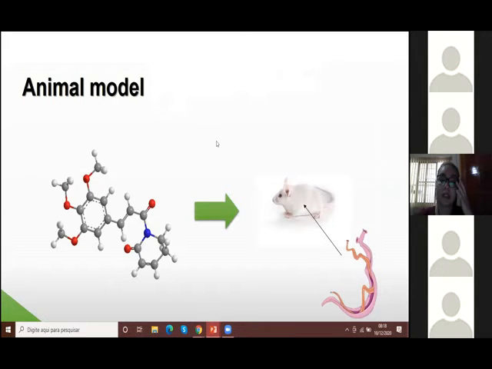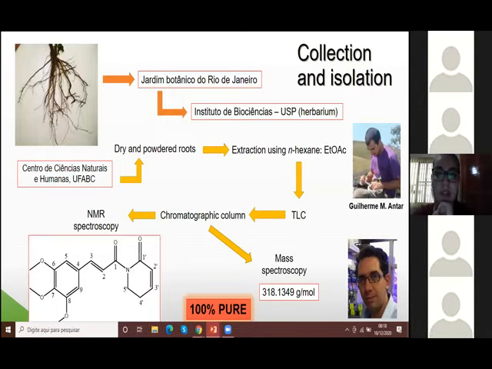So for the in vitro assays, we analyzed all the principal possibilities with synergism and in various phases of the parasite. And now the animal model, of course, we analyzed the effect. For this, first of all, we made a collection and isolation in collaboration with Professor Guilherme Dar and Professor João Lago. These roots were collected in the Jardim Botânico do Rio de Janeiro, and the voucher was deposited in the herbarium of the Biosciences Institute of USP.